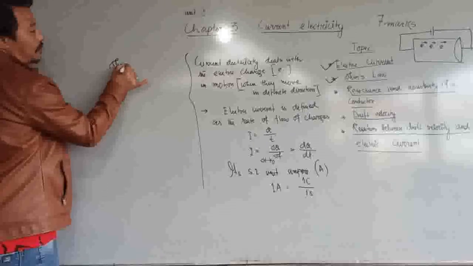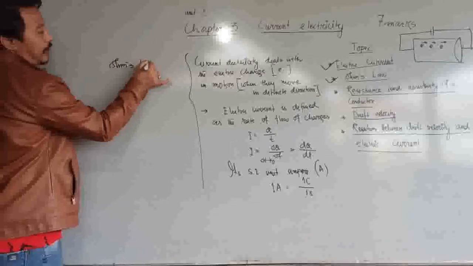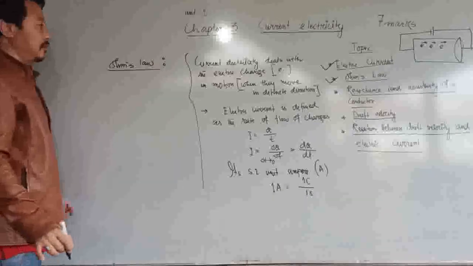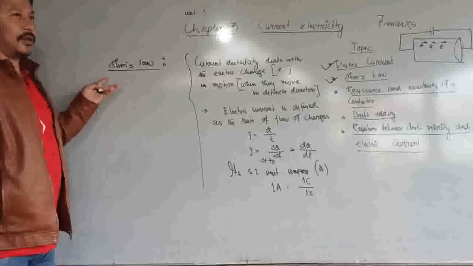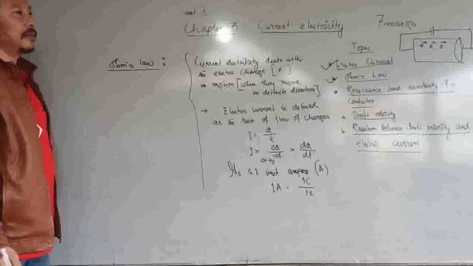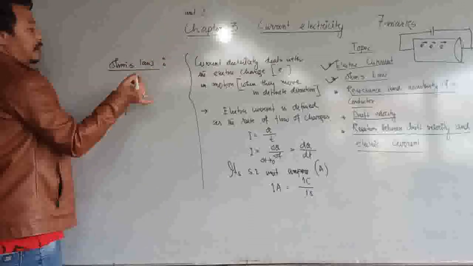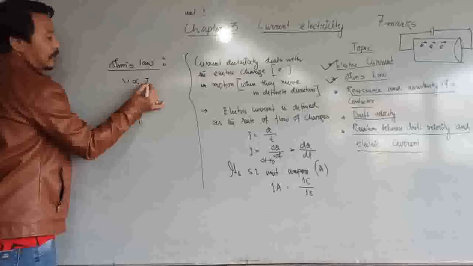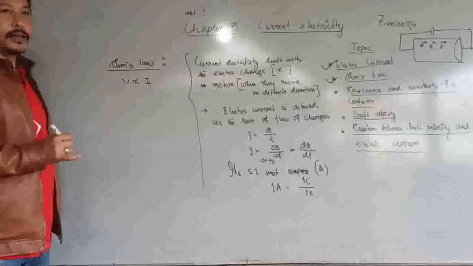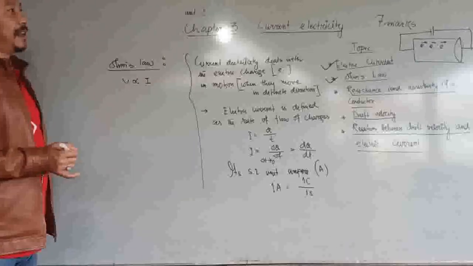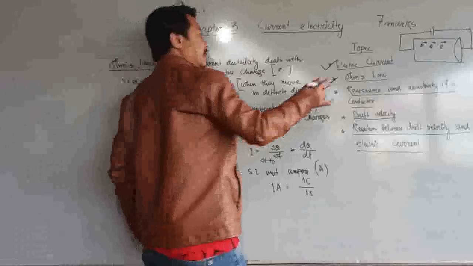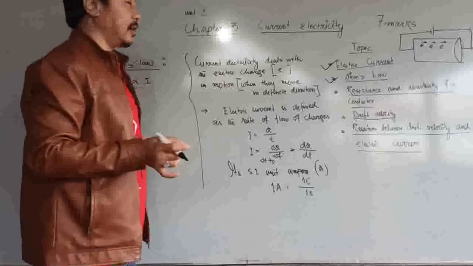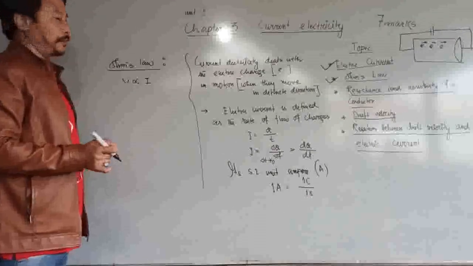Ohm's law you have studied in class 10. Now the Ohm's law statement: when a potential difference is set up across a conductor, the current is directly proportional to it. That means whenever you increase the voltage, the current also increases.